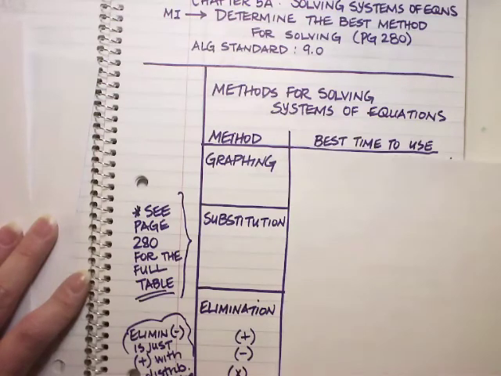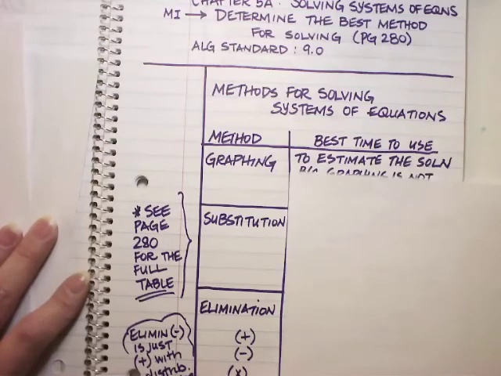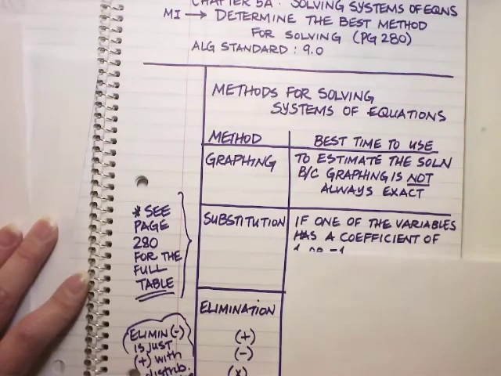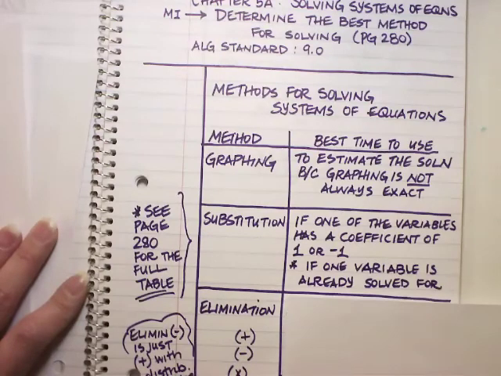Now, when is the best time to use each of the methods? Graphing, the best time to really use graphing is when we have to estimate the solution, because graphing is not always exact and you won't always have graph paper and a ruler next to you to graph it. So the best time to use that would be when we have to estimate where the solution might be. The second method, substitution, we use if one of the variables has a coefficient of 1 or -1, or if they simply have already solved one for you. Like if they already have x equals or y equals, they've already solved one, use substitution.